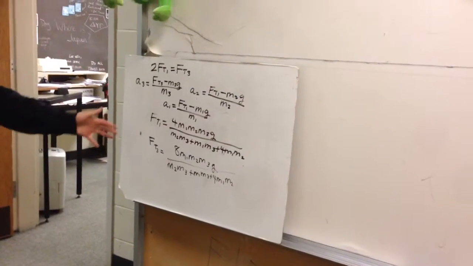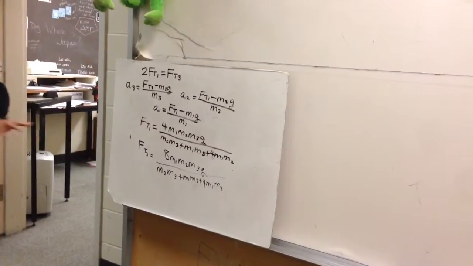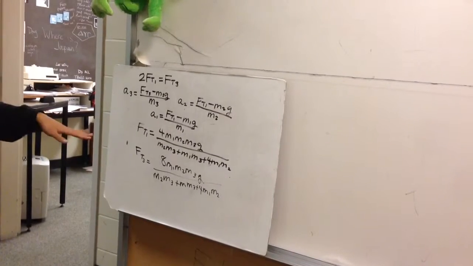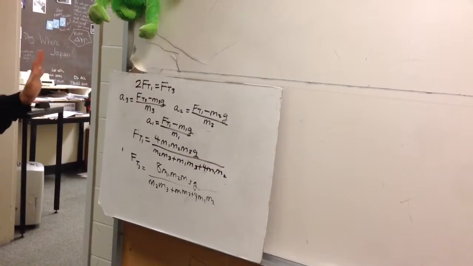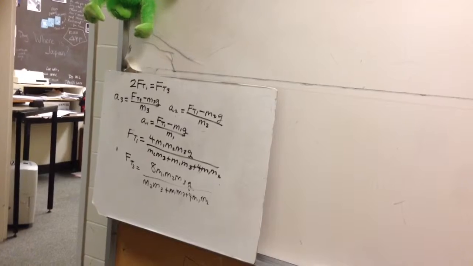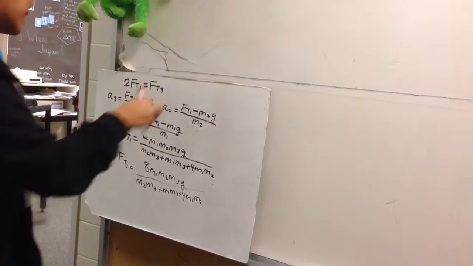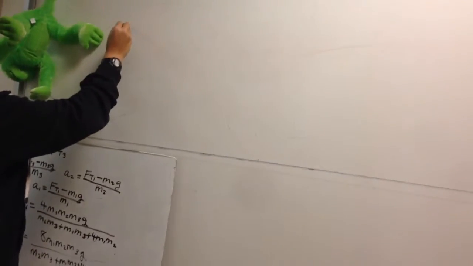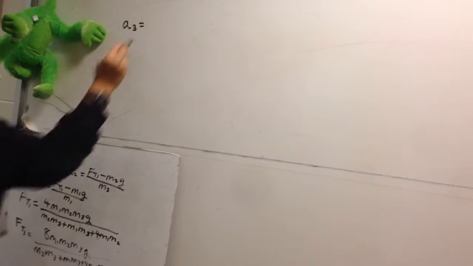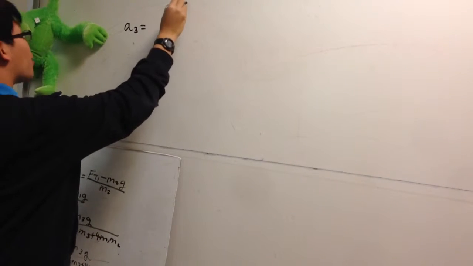Okay, so while the camera died, I wrote that for FT3. Not FT2, I changed it to FT3, right? Because there's no FT2 in the problem. So we're just going to have fun and plug everything in. So A3 is equal to FT3, which is that big, I don't even know what to call it.